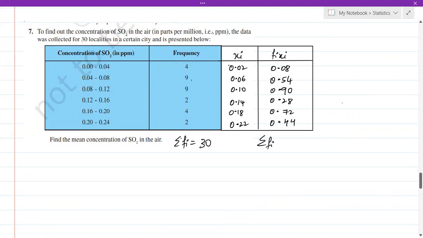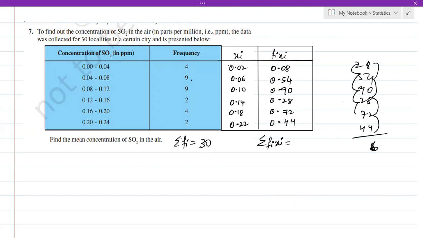Let's add summation fi xi. Let's forget about the decimal. It is actually 8, 54, 90, 28, 72, 44. You can take it like this. So 8 plus 4, 12. 12 plus 8, 20. 20 plus 2, 22. 22 plus 4 is 26. So 2 carry. 5 plus 2, 7. 7 plus 9, 16. 16 plus 2, 18. 18 plus 7 is 25. 25 plus 4 is 29.